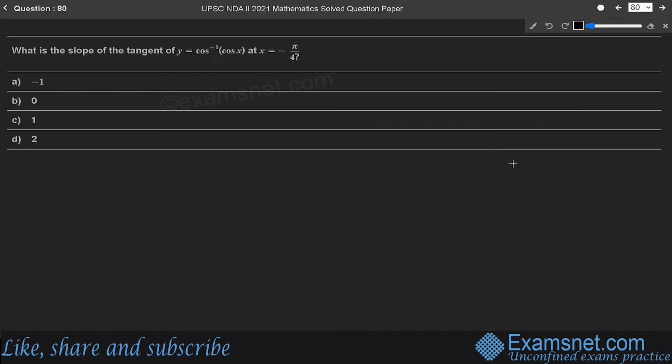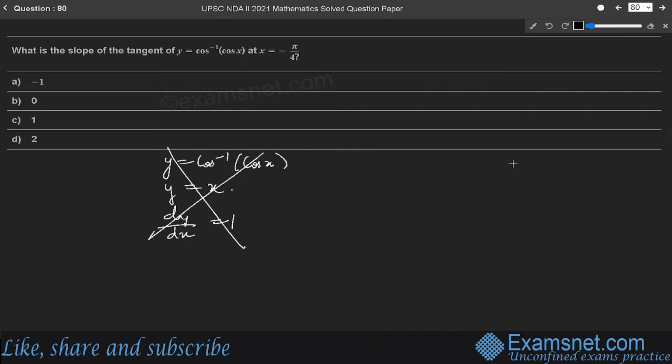Next question is, what is the slope of the tangent of y is equal to cos inverse into cos x at x is equals to minus pi by 4? See, this is a very easy question, but here most of the students make a mistake. Students think that it is y is equals to cos inverse into cos x, so it will be y is equals to x. So dy by dx will be 1. According to students, this is the correct answer. But no, it is absolutely wrong.